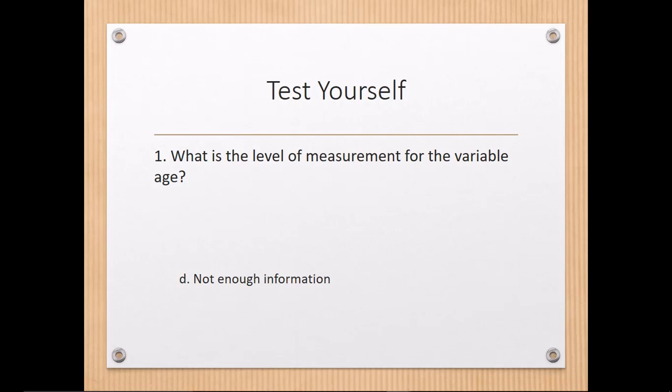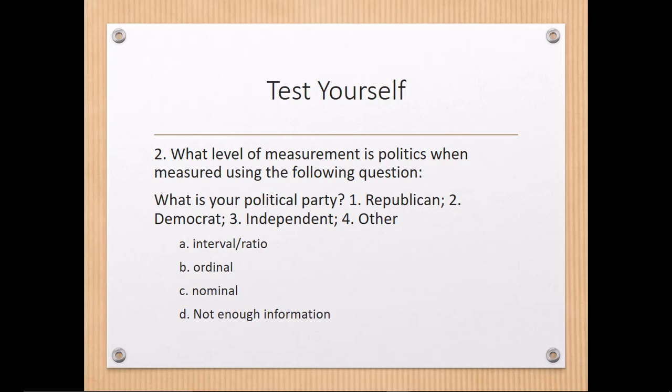If you said not enough information, you would be correct. If specific ages are listed, it is an example of interval ratio. If age categories are used, young, middle-aged, old, it is an example of an ordinal measure. Okay, here's another one. This is an example of what type of measure? What is your political party? 1 Republican, 2 Democrat, 3 Independent, 4 other. This is an example of a nominal measure.